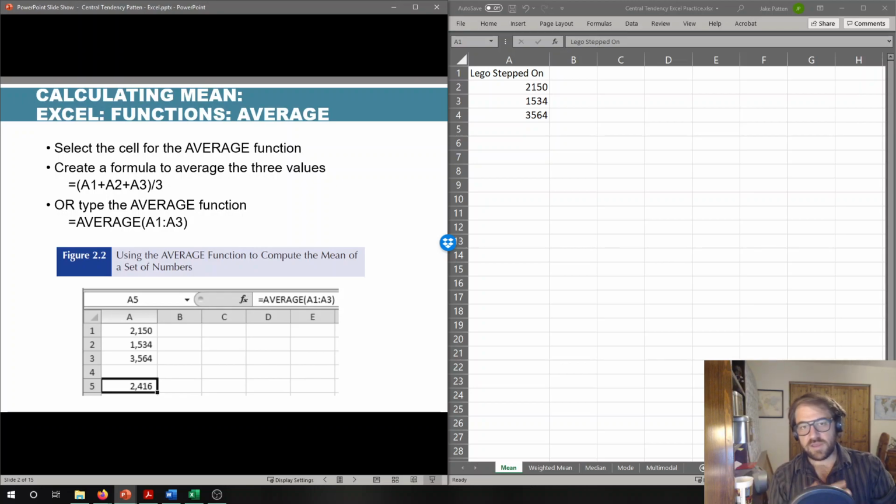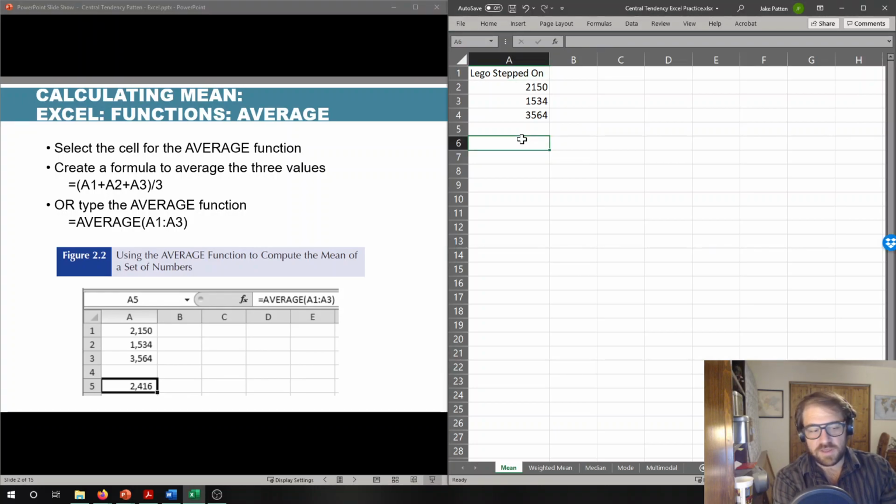The easiest way that you're going to be able to calculate a lot of these measures of central tendency. So for mean, the easiest thing we're going to do is add all of these values together and divide by 3. There's a couple different ways that we can do this in Excel. The first thing is, when you're typing in one of these formulas, you always have to type equals. The equal sign tells Excel that a formula is coming up. So if you want to compute something, you have to type in an equal sign.